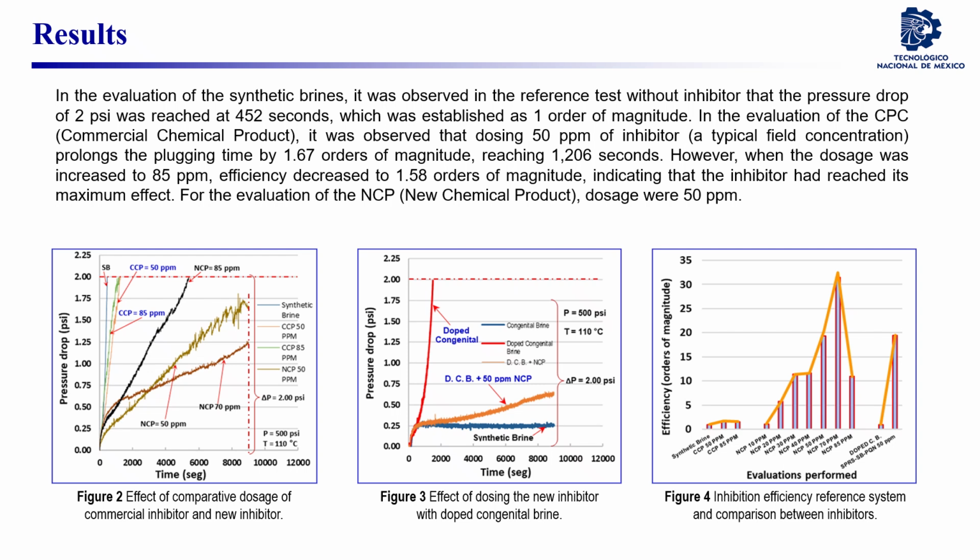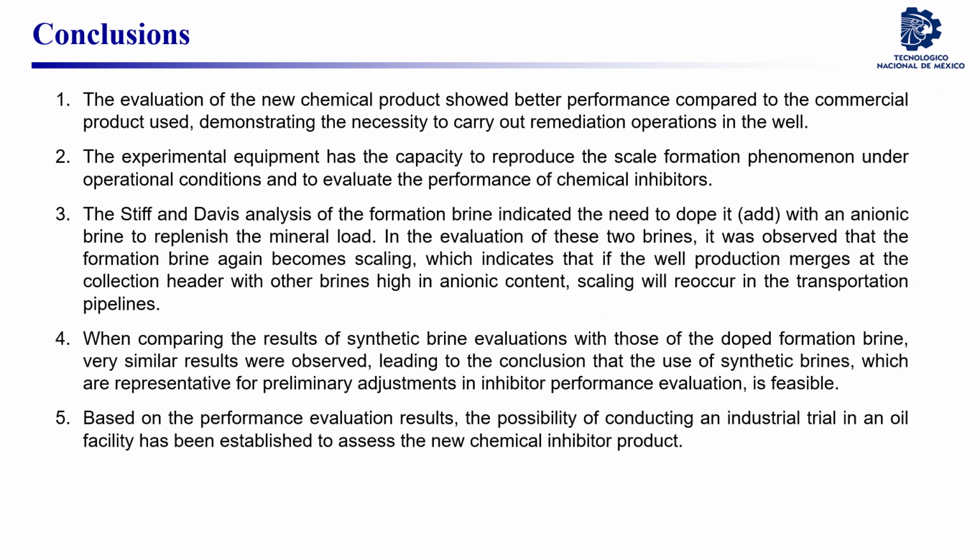The evaluation of the new chemical product at 50 ppm dose showed that this greatly exceeded the performance of the commercial product, as it did not reach the 2 psi pressure drop in the established time. It was estimated by extrapolating the data that the flowing time was extended by more than 19 orders of magnitude. When evaluating the formation brine supplemented with anionic brine, it was observed that a 2 psi pressure drop was reached in almost 1,500 seconds. Conclusions.